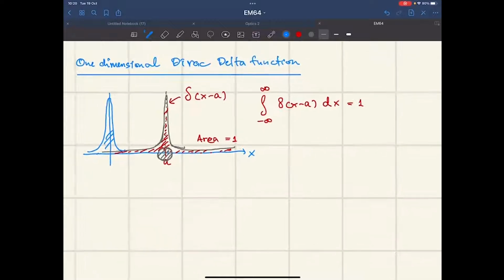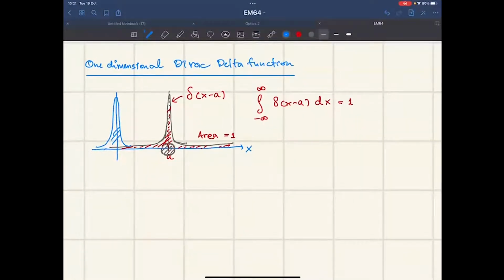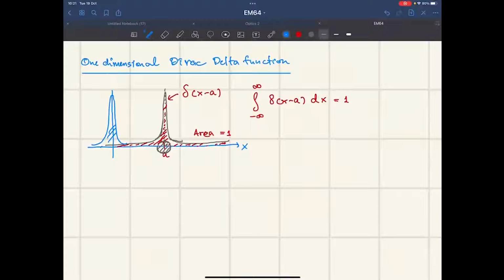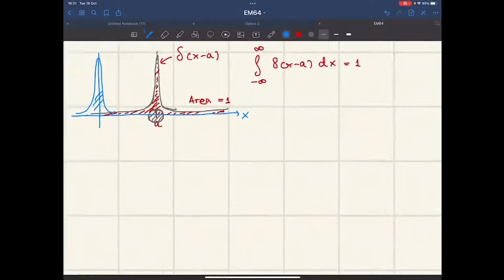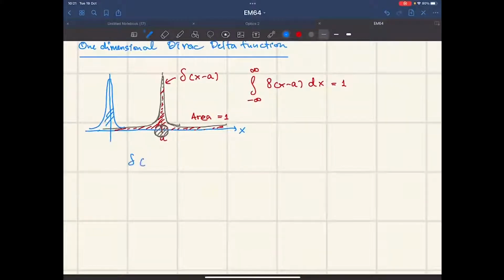Any questions? Okay. Now, next, we know that the area under the curve is always equal to 1. And the other thing is, if you look at the function here, we can say that the Dirac delta function of x is equal to 0 if x is not 0. Okay, what does this mean?